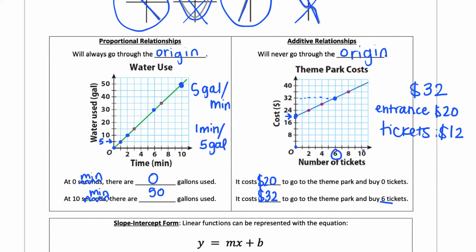So if I were to just buy 1 ticket, that means that I could find the price by taking the $12 divided by the 6 tickets that I purchased, and that means that every ticket equals $2.